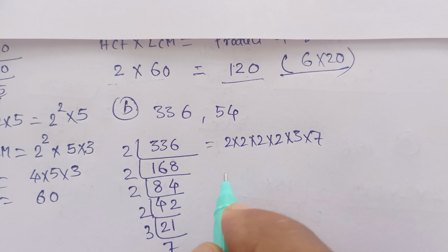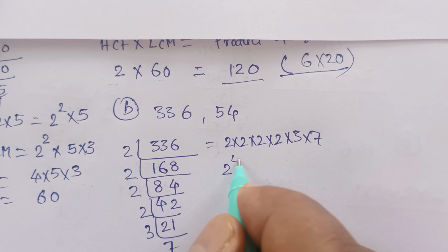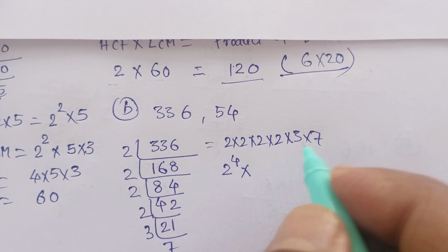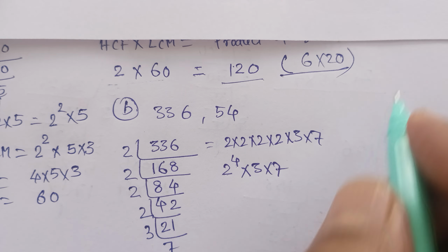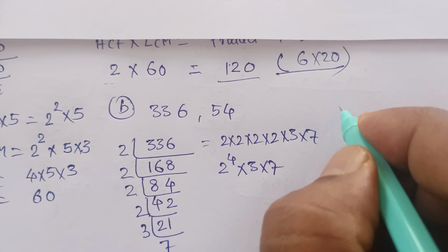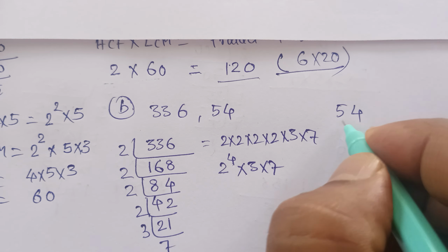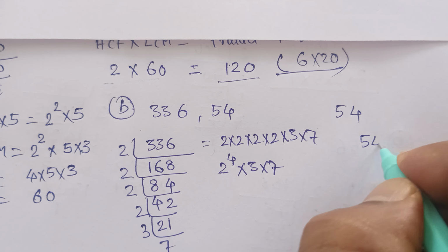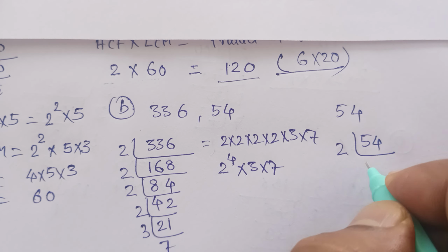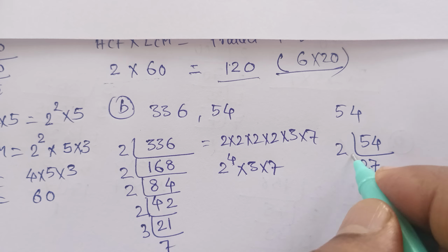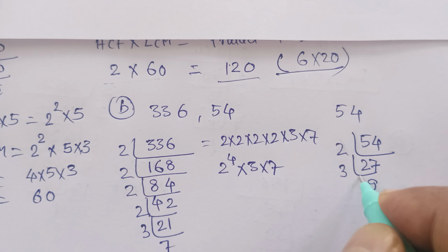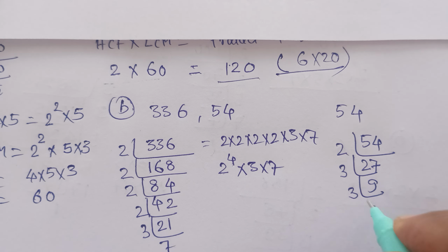How many 2s do we have? You can write 2 to the power 4. For LCM I am writing 2 to the power 4, 3 into 7. Now we have to do it for 54. Also do the prime factorization: 2 27s are 54, 3 9s are 27, 3 3s are 9, 3 1s are 3. So what can you write?